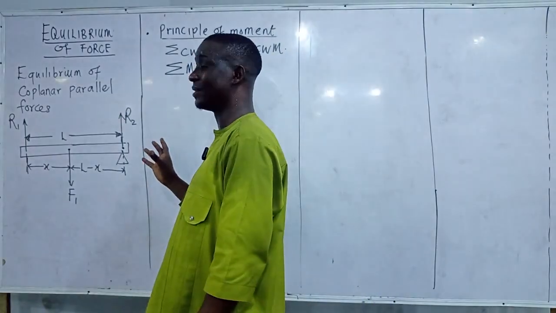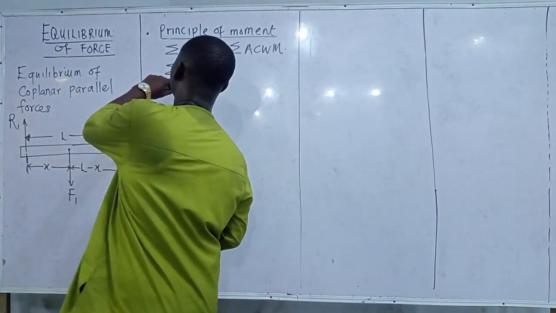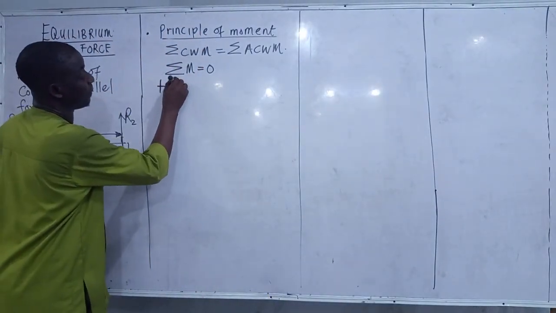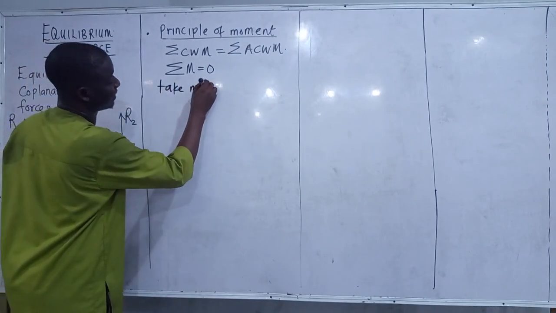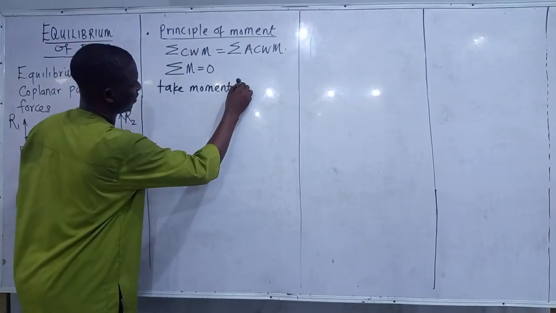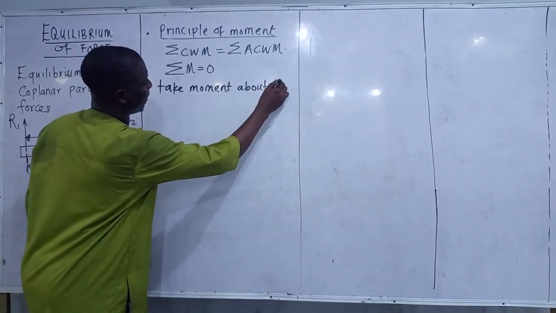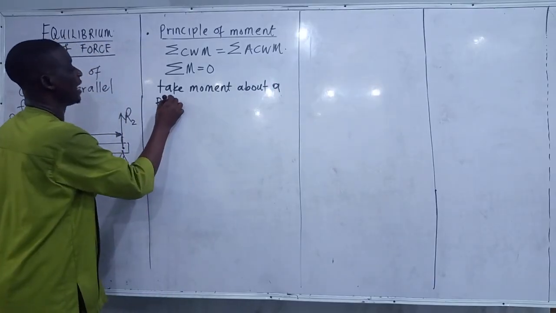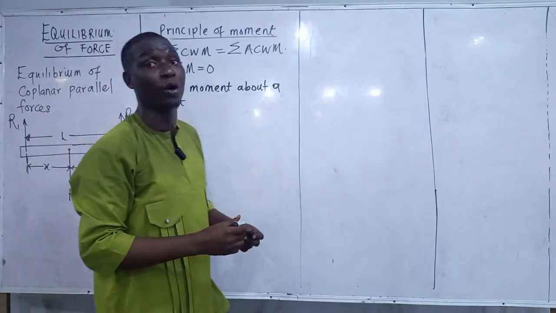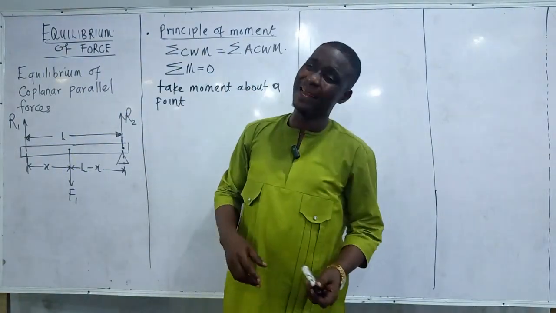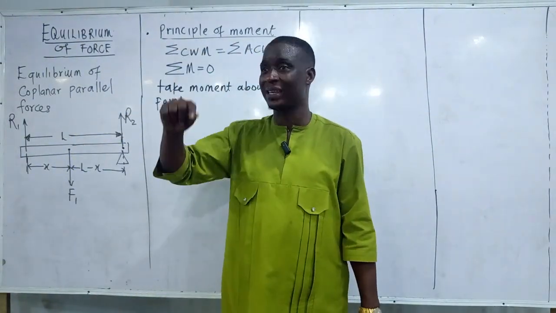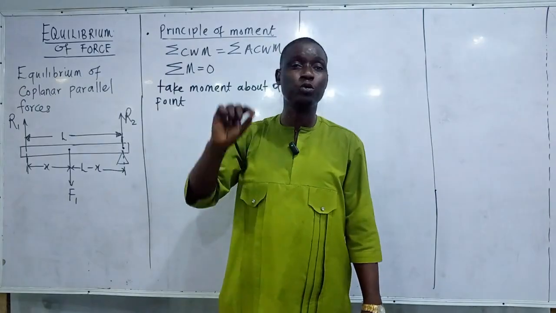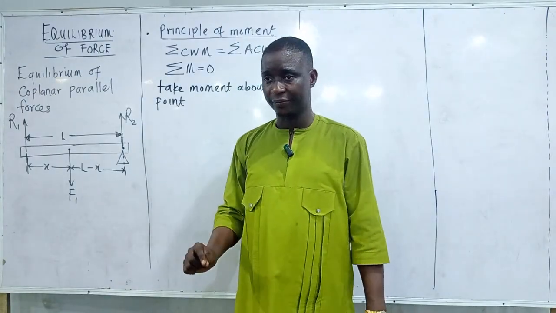Now, what do we mean by that? Before you can solve this question, or before you can apply it, you must take moment about a point. And when you are taking moment about a point, it means that you are turning that point to be 0. 0 moment, 0 force. So any force that is applied at that point must be turned to 0. So you render them ineffective.